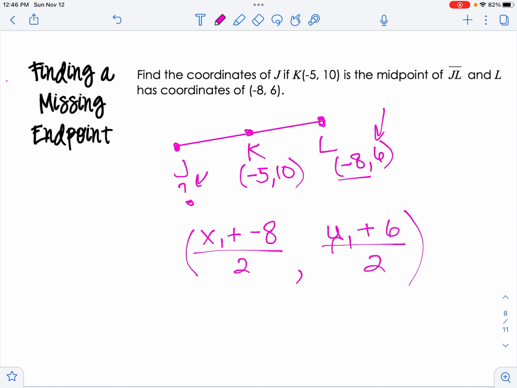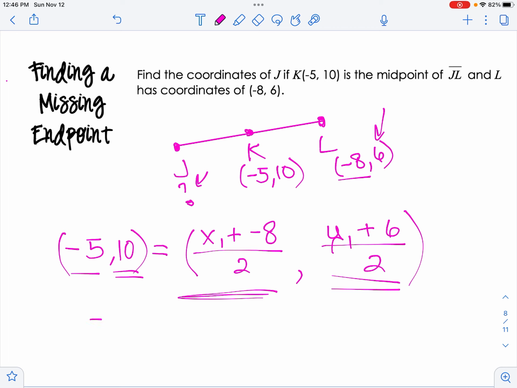Now, that has to be equal to, this is kind of what I was starting to write before, but I didn't want to get us too confused. So we know that these are equal. So this has to equal this. And this has to equal this. So let's write that. And then we can do some solving. And hopefully this will make some more sense. Okay, so we have negative 5 then equals x1 plus negative 8 over 2.